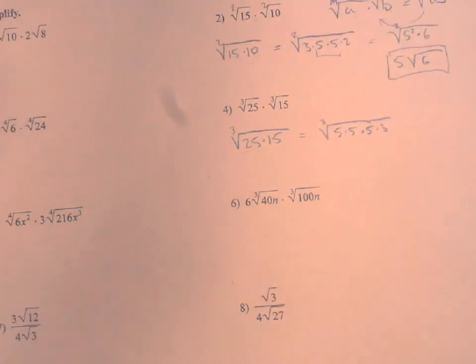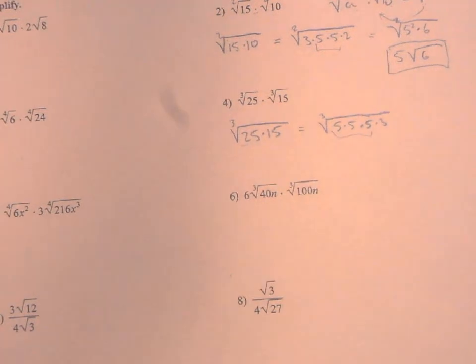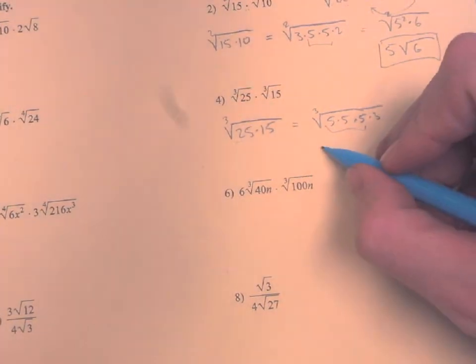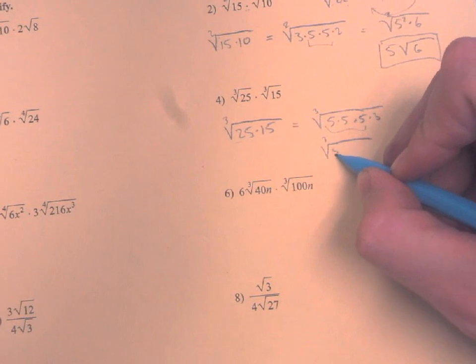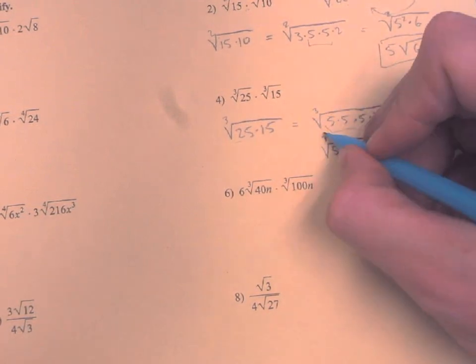And so you can see now that there's that group of 5 in there, right? 5 times 5 times 5. Okay, so that's going to be 5 to the third. I'm going to rewrite this as the third root of 5 to the third times 3.